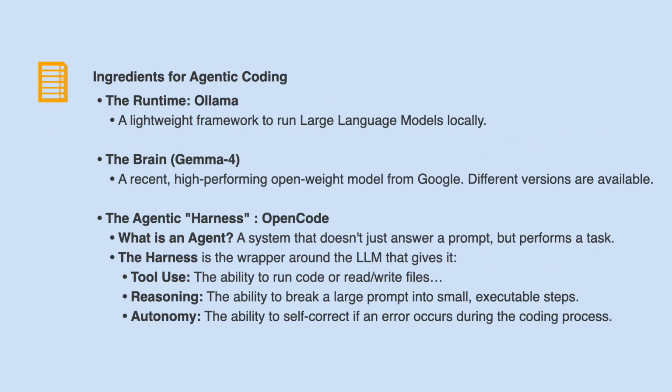So, what do we need for our agentic coding experiment? First, we'll install Ollama, which allows us to download and run AI models locally. For this demonstration, we'll use the recently released Gemma-4 model, which has received strong feedback from the AI community. Finally, we'll install OpenCode, which will serve as our local coding agent throughout the experiment.